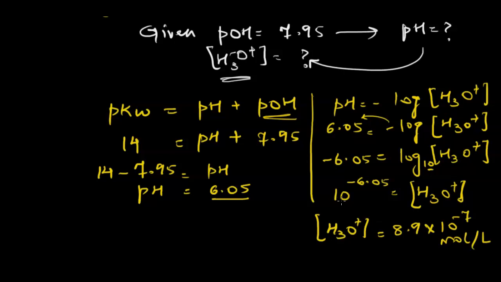And this is how we solve this type of question where we are given pOH: we use pOH to find pH, and then we use the pH formula to find the concentration of hydronium ion.